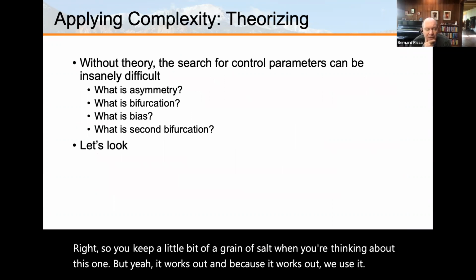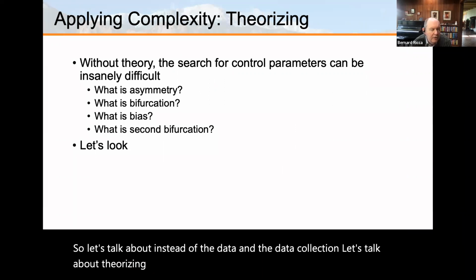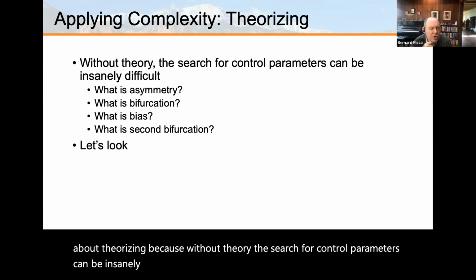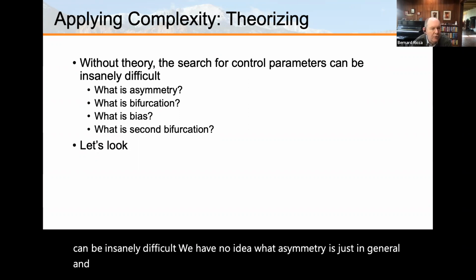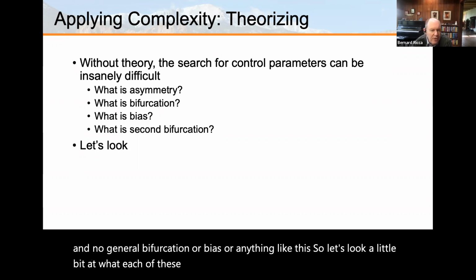So let's talk about, instead of the data and the data collection, let's talk about theorizing. Because without theory, the search for control parameters can be insanely difficult. We have no idea what asymmetry is just in general, and no general bifurcation or bias or anything like this. So let's look a little bit at what each of these do so that we can think about how to connect some of this to theory.